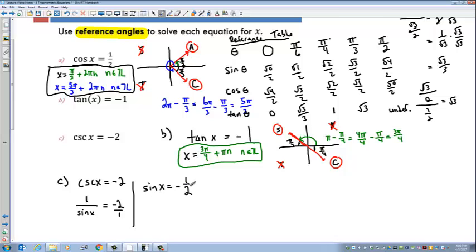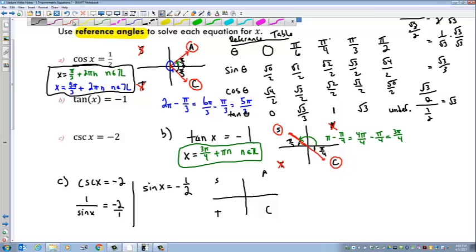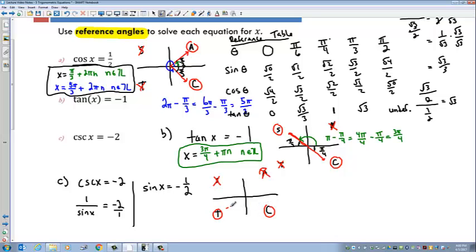And so I see the sine of the angle is negative. So again, I can just recreate the part of the unit circle that I need by using All Students Take Calculus. And so I can't be in the first quadrant. So let's put an X through there, because the sine of an angle in the first quadrant will be positive. I can't be in the second quadrant because it says S there, so the sine of an angle in this quadrant is positive. So that tells me that my angles must lie in the third and fourth quadrants. So let's draw them. There's an angle. There's an angle.